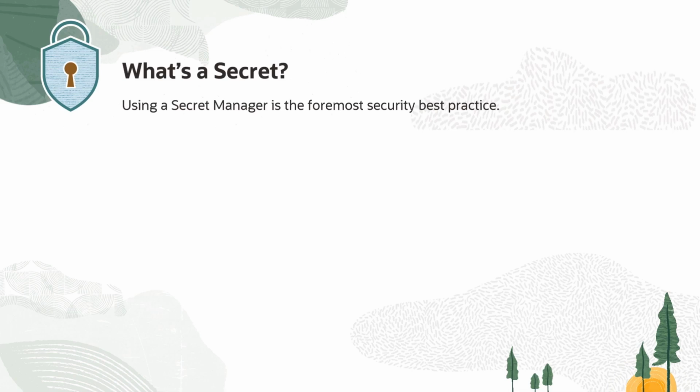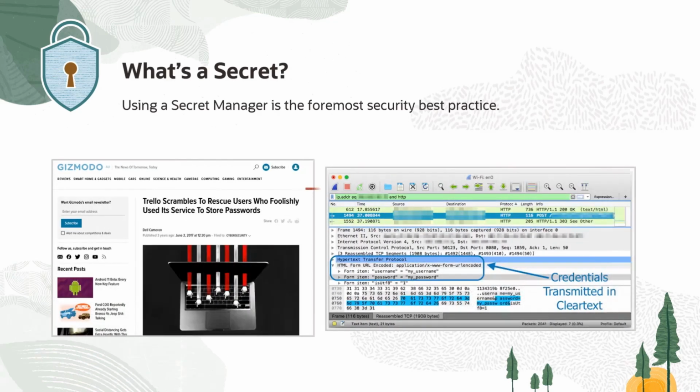But before we do that, what are these things called secrets? Well, secrets can be anything that you want to control access to: API keys, passwords, certificates, database admin passwords, etc. More services means there is going to be more authentication and there are going to be more secrets. And using a secret manager is the foremost security best practice, right?